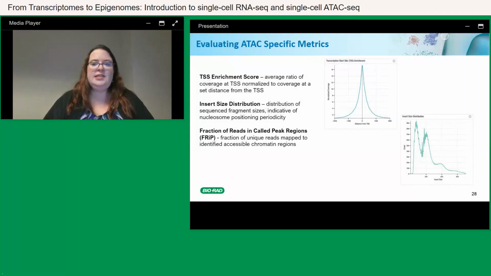There are a few more ATAC-seq specific metrics you can use, including the transcription start site enrichment score. You would expect the majority of your reads in your sample to primarily be around the TSS sites in the genome, which is what this metric measures. You can also look at the insert size distribution for the expected nucleosome periodicity of decreasing peaks about 200 base pairs apart. Lastly, you can look at your FRIP score for the fraction of unique reads mapped to the identified chromatin region.